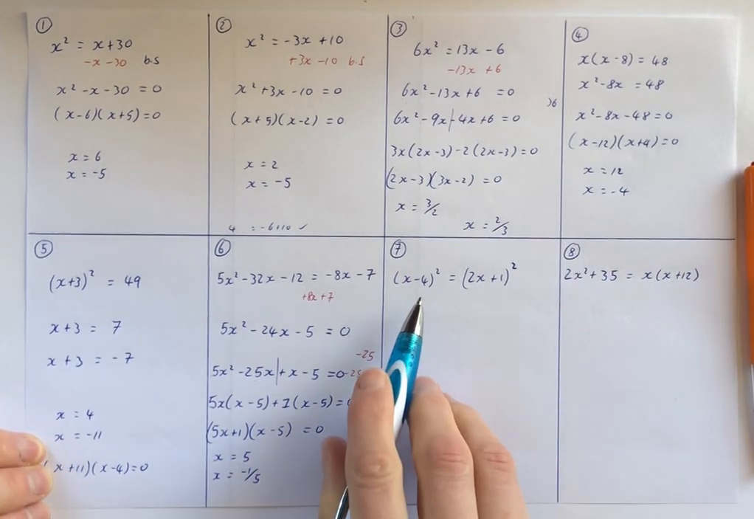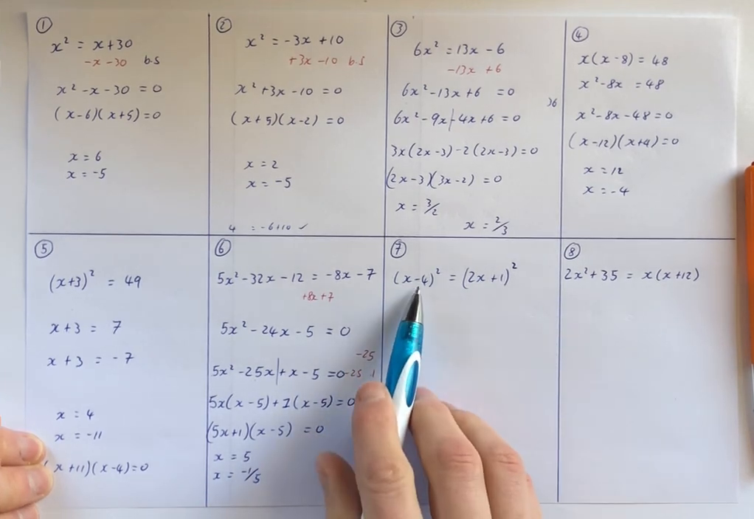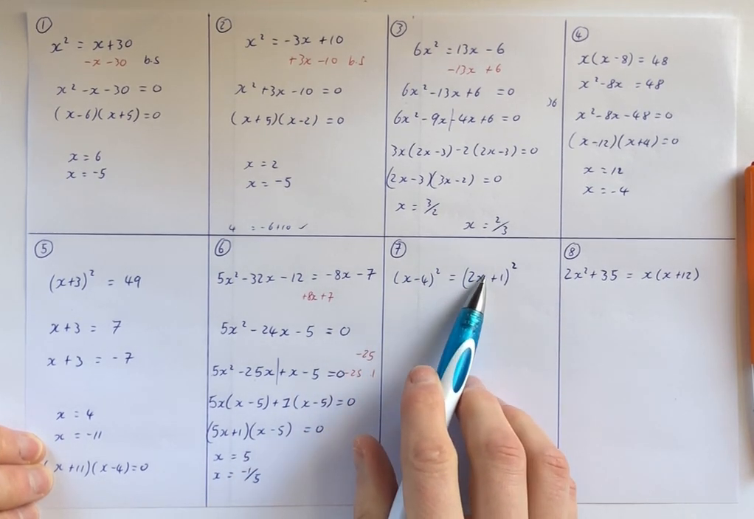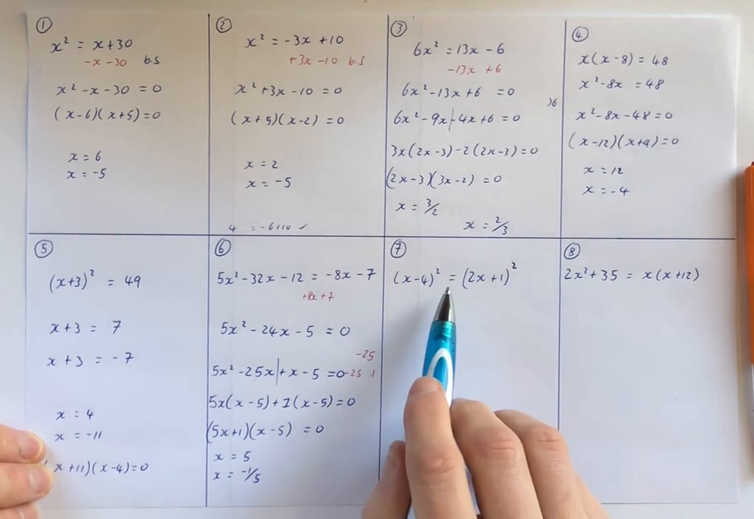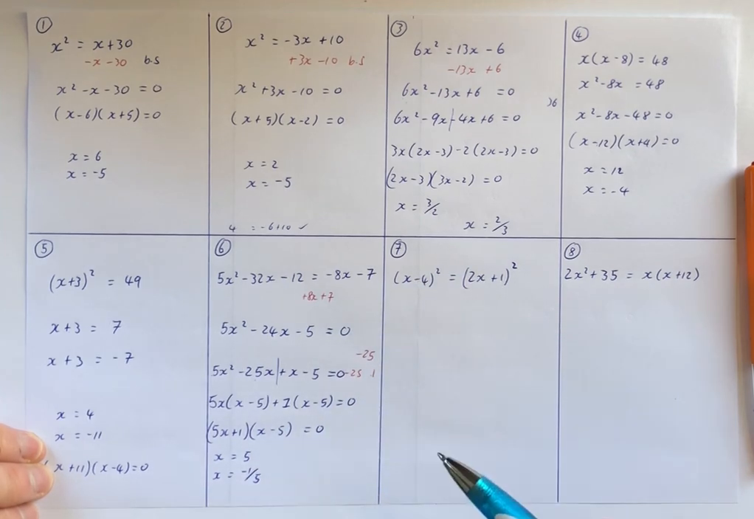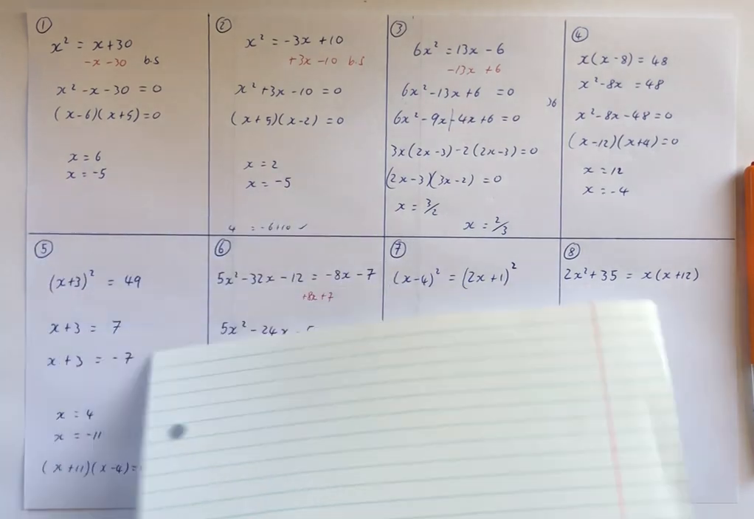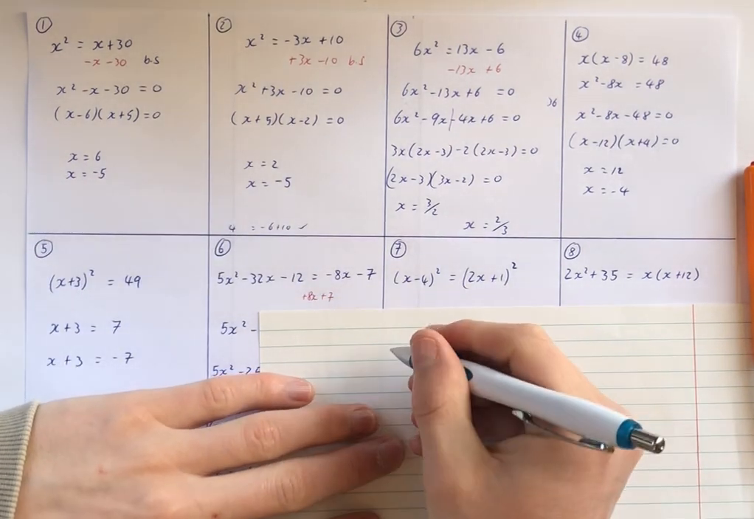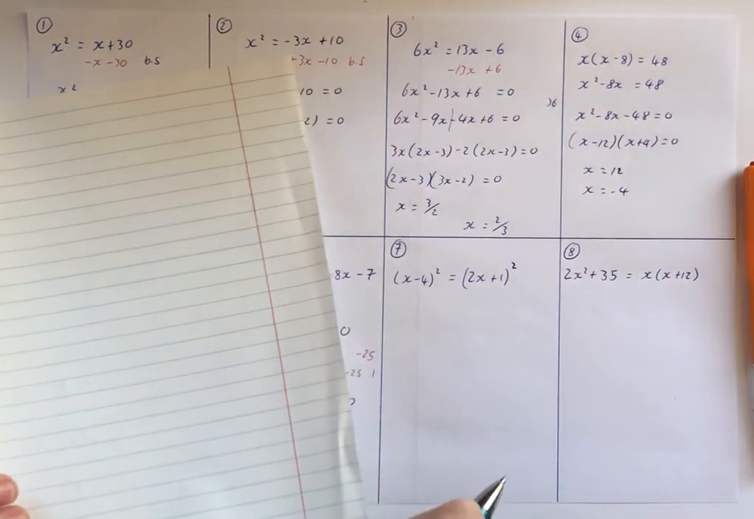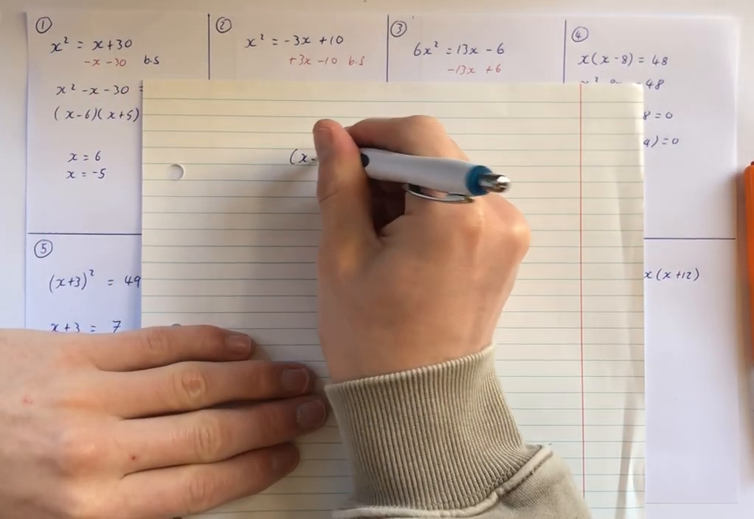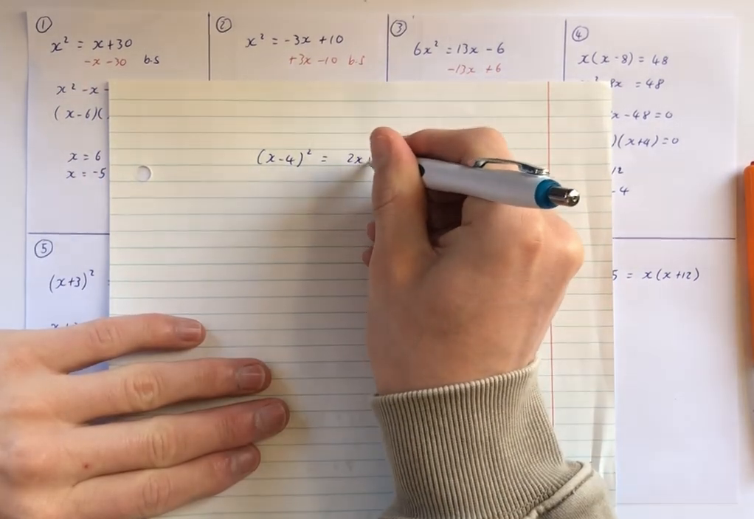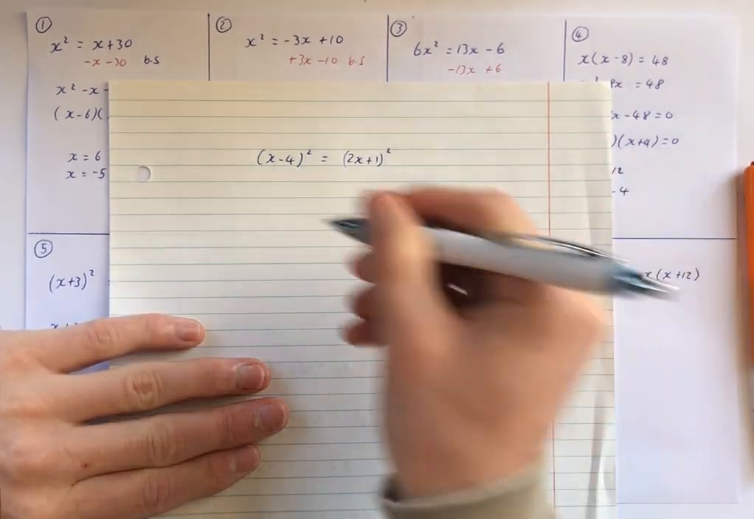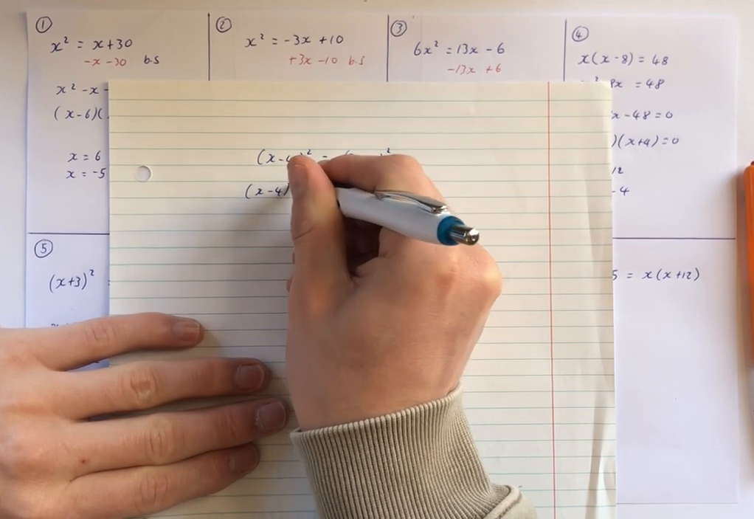All right. Okay, this one's quite interesting. We've got x minus 4 all squared equals 2x plus 1 all squared. What we want to do is probably expand both sides. So maybe I'll just get the scrap paper and actually do that expansion for you. So we've got x minus 4, that's squared, and that's going to be equal to 2x plus 1 all squared. Well, squaring means multiplying by itself.